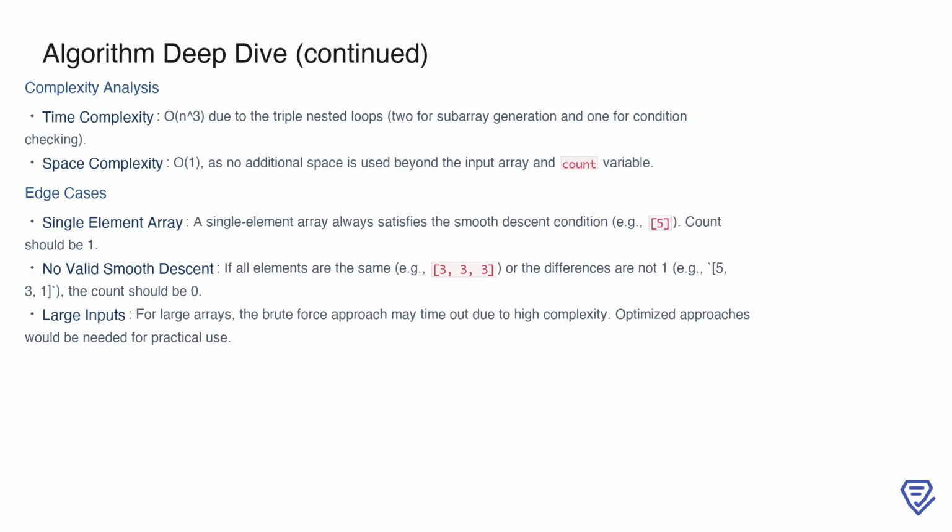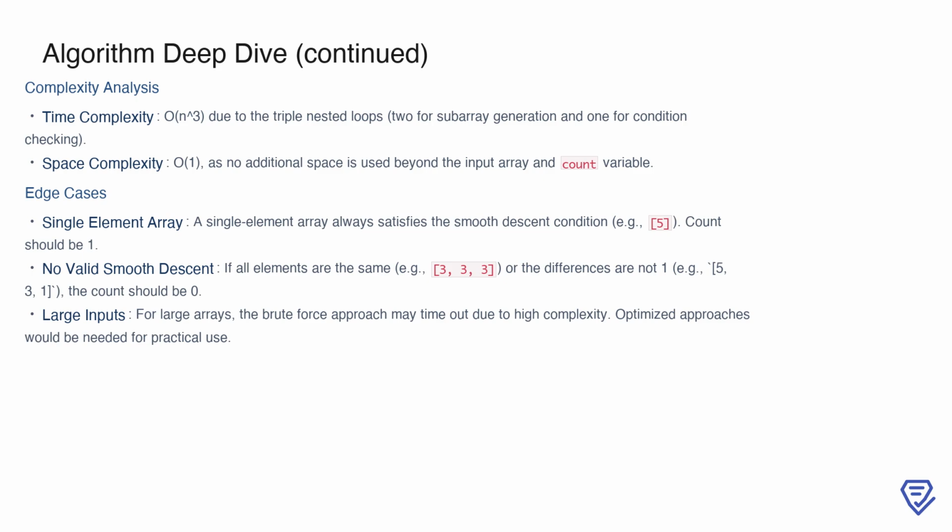The brute force approach comes with a high computational cost. Its time complexity is O(n cubed), driven by the triple nested loops, 2 for generating subarrays and 1 for checking the smooth descent condition. On the other hand, the space complexity is O(1), as no additional data structures are used beyond the input array and the count variable.